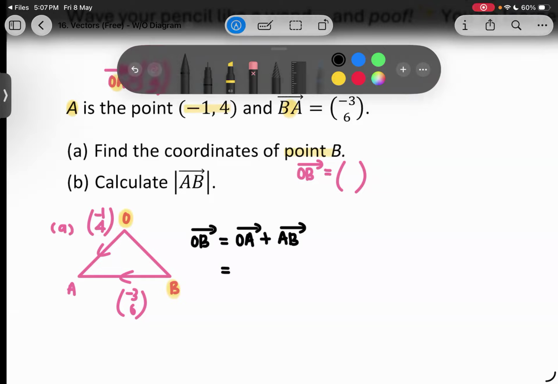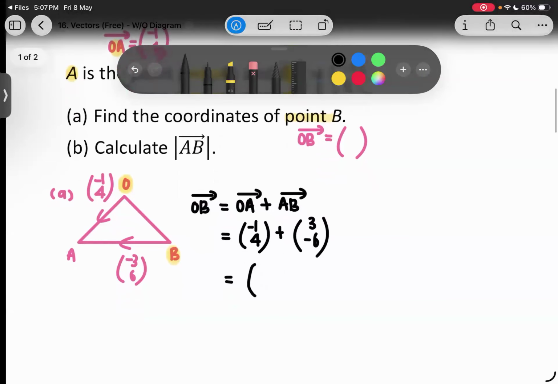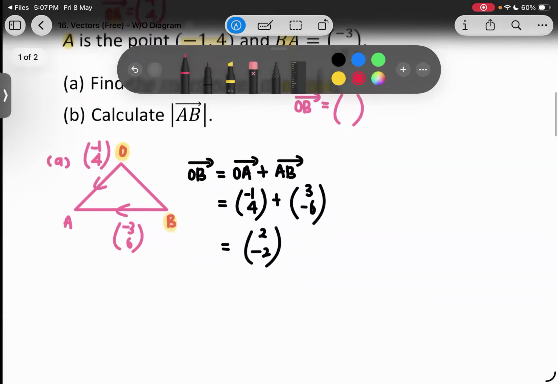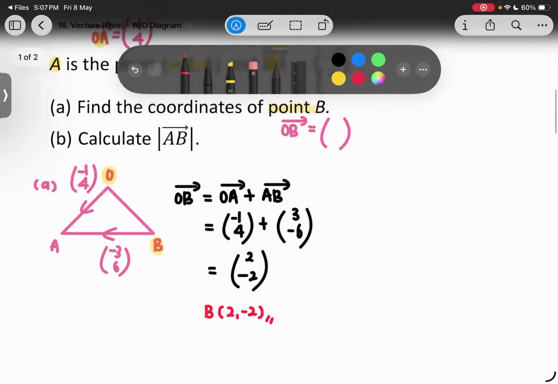So vectors, direction, most important. OA, no change in direction, which is negative 1 and 4. But now I want AB. Tombalik, flip side, correct or not? So you're just going to flip the signs. Instead of negative 3, it becomes positive 3. Instead of positive 6, it becomes negative 6. Then from here, you just have this as 2 and minus 2. Easy? But they want coordinates, so for your final answer, in order to get the full marks, you got to write it down like that. Clear? So this is your final answer.